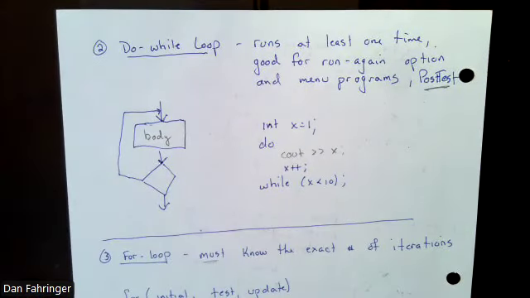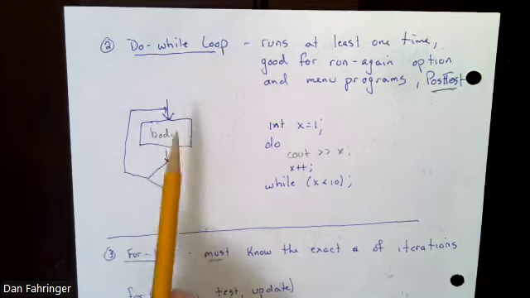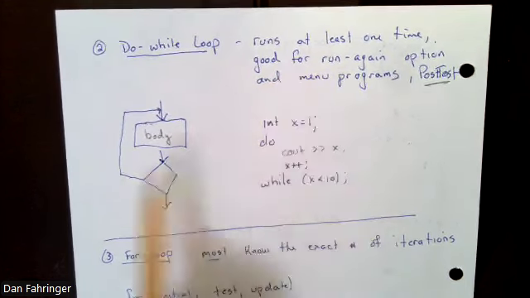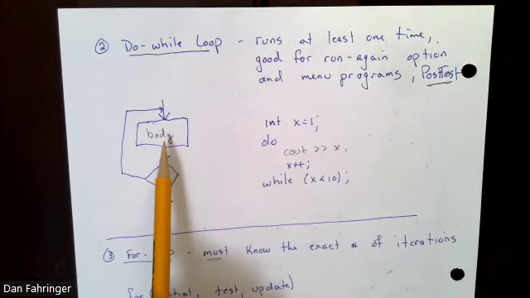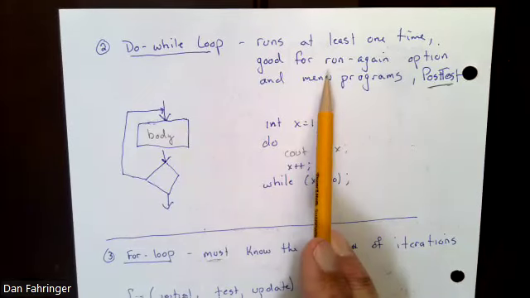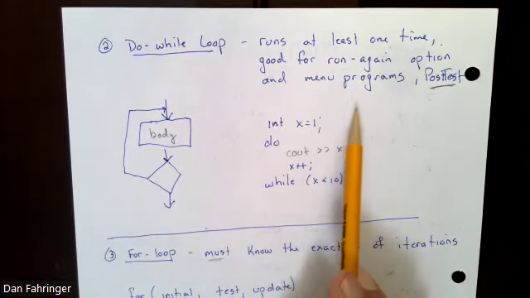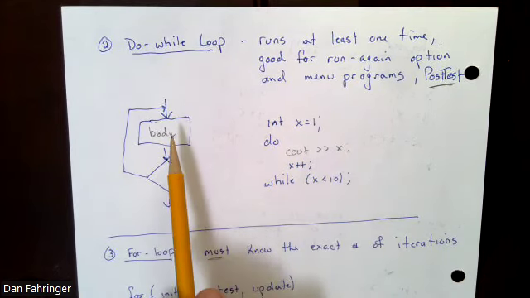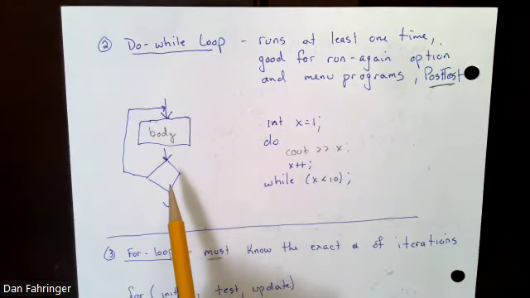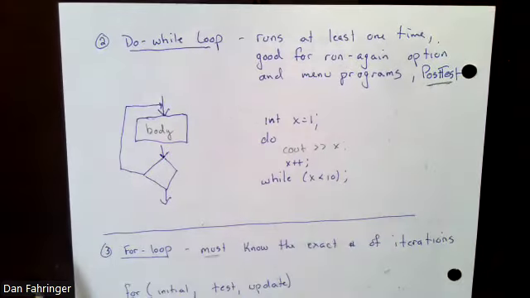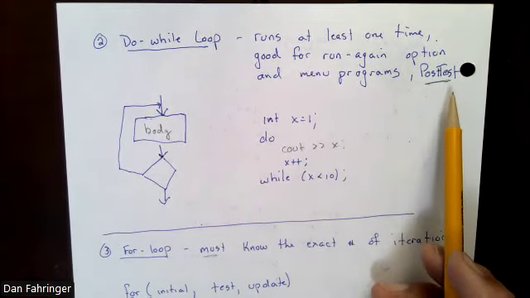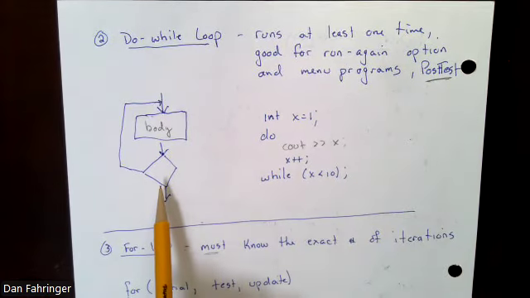Loop number 2, you see the flowchart layout. This time, the body is before the decision box. This guy runs at least one time. This is a nice run again option. It also works great for menu programs, where you come in, you display the menu, do whatever, and ask was the choice this or that? You go back up and do it again. Most common is run again options. It's called a post test, which comes after the body.